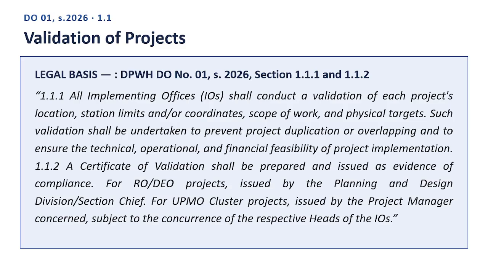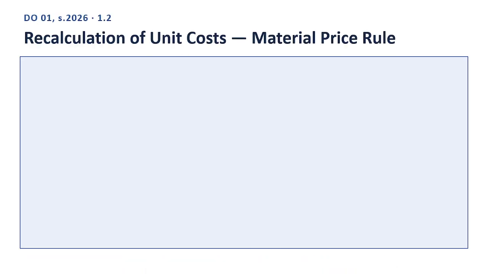Is this really where we think it is? Does it really cover the scope we think it covers? And, critically, are we sure this is not accidentally duplicating another project already in the pipeline? Next slide. Recalculation of unit costs, material price rule.